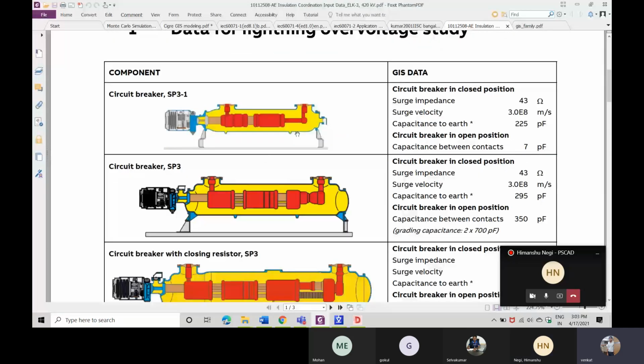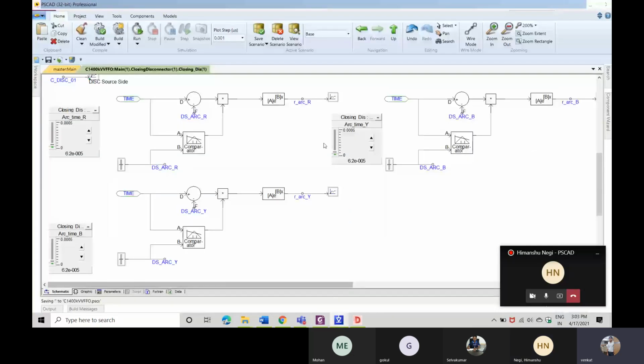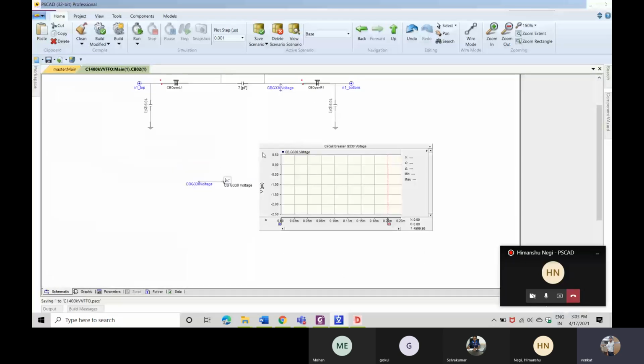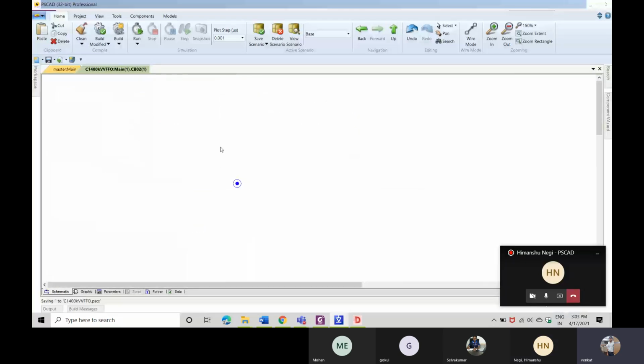Yes, this is for the circuit breaker. For the circuit breaker, they have given the model, right? How we have to model the circuit breaker. For example, how we have to model the circuit breaker is that, okay, so how we have to model the circuit breaker?